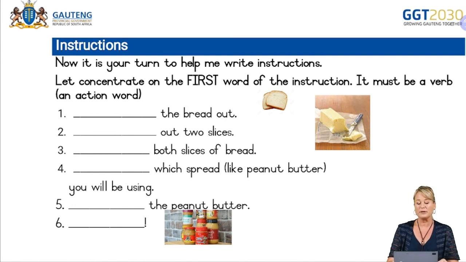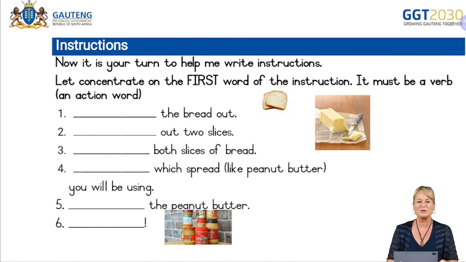And then look at the picture of the butter there. We're now going to put some butter on. So we could say butter both slices of bread. Because in that instance, butter can be a verb as well. Then maybe we want to put some peanut butter or some spread like that on. So we could say, decide which spread like peanut butter you will be using, or choose which spread you will be using. Then we could say, spread the peanut butter.